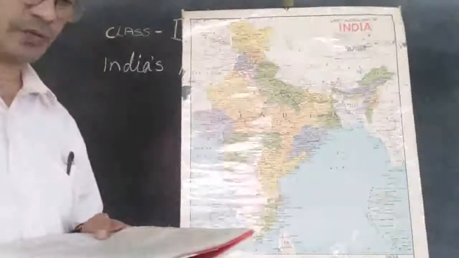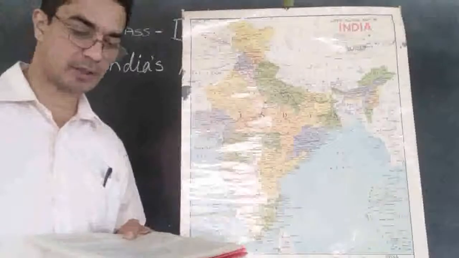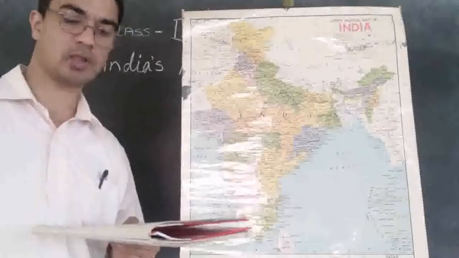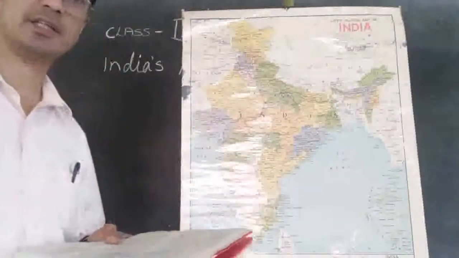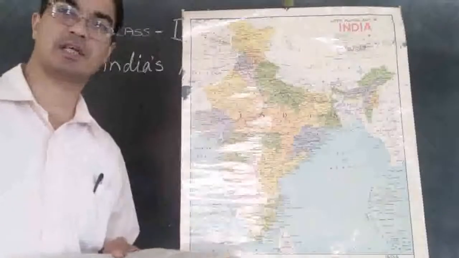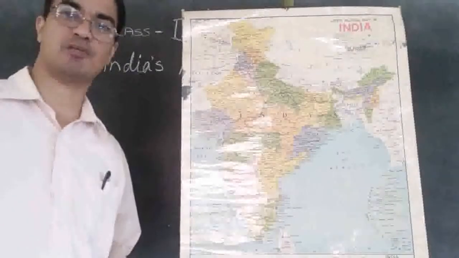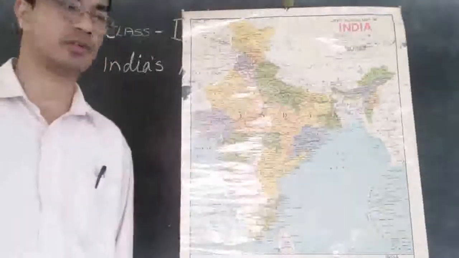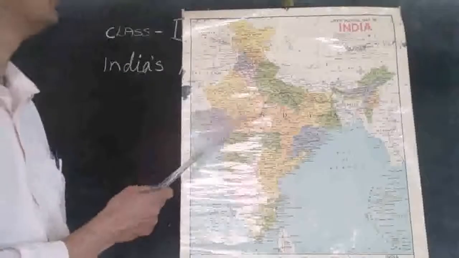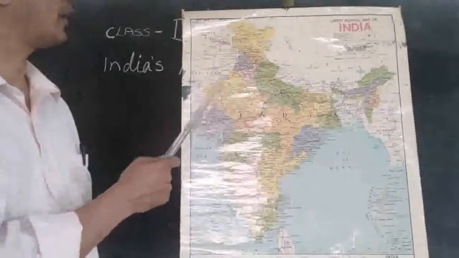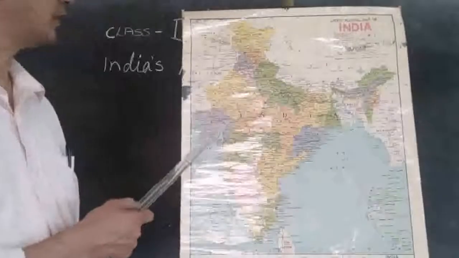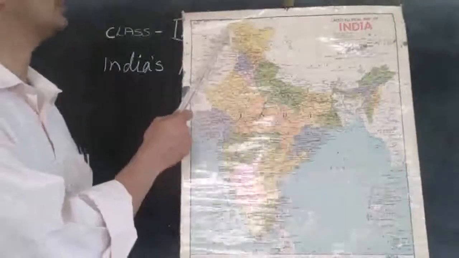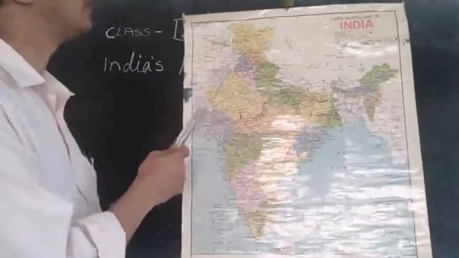Then the states which do not have an international border or do not lie on the coast. Which is the state that has no sharing boundary with a foreign country and is not on the coastline? Can you look here and say? Rajasthan is on the border with Pakistan. Gujarat is on the coastline. Jammu and Kashmir is also on the border with Pakistan.